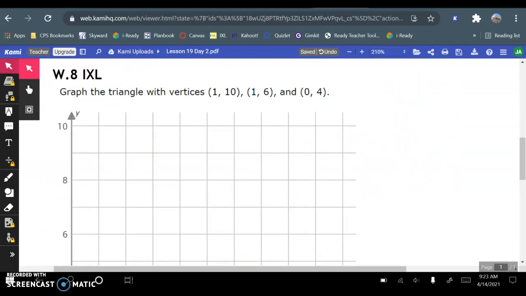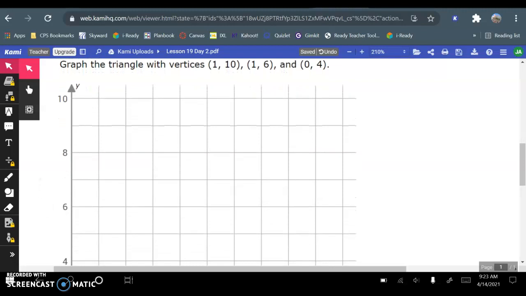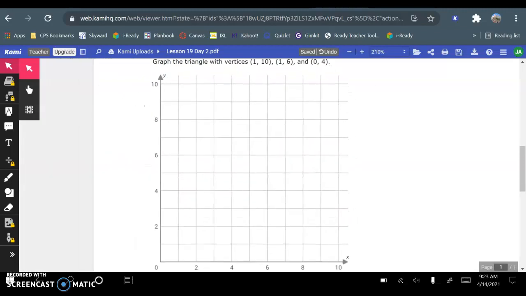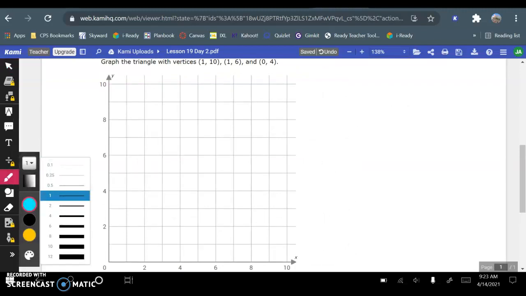For the second IXL, it's going to be practicing with graphing vertices. This one says graph the triangle with the given vertices. The first one is 1, 10. So remember, you're going to crawl and then climb. So you're going to crawl to 1 and climb to 10. So that dot would go there. And then you have 1, 6. So you're going to crawl 1 and climb 6. So the dot would go there.